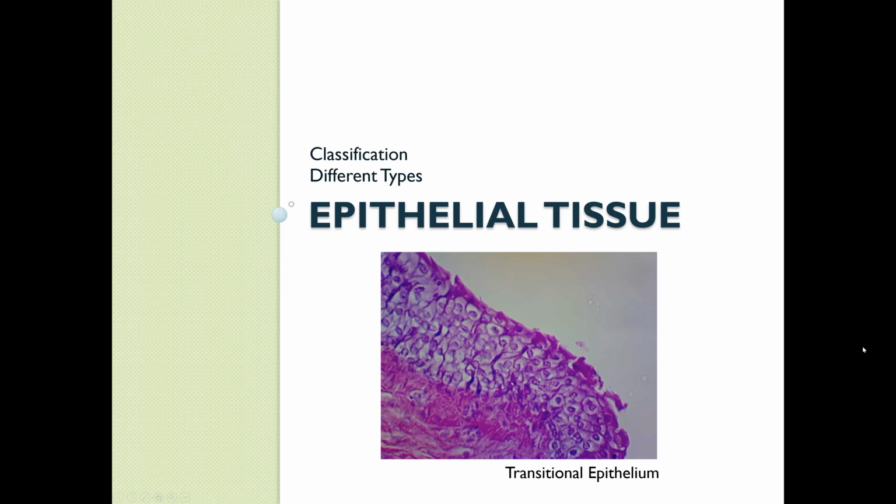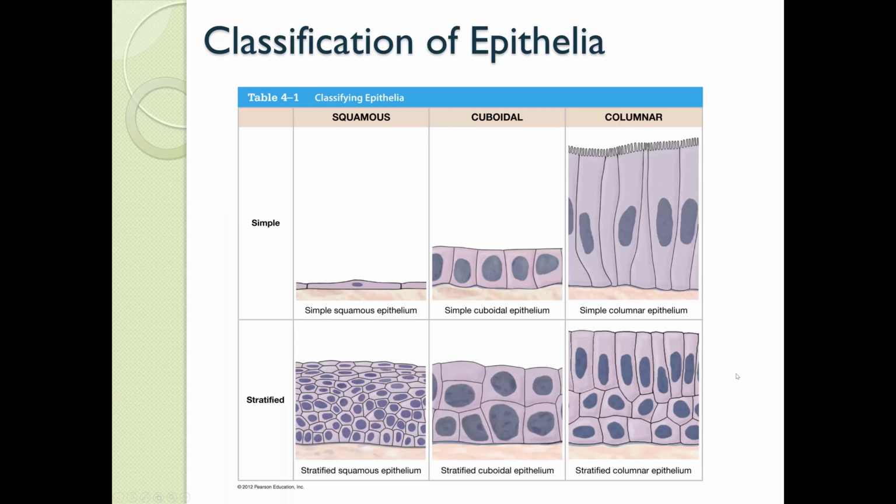In this section, we're going to talk about the classification and the different types of epithelial tissue, and in this image, we are looking at transitional epithelium. So epithelia can be classified in several ways, but the two primary things you are looking at is cell shape and the number of layers. So we have 3 cell shapes, squamous, cuboidal, and columnar, and we have 2 types of layers. So a simple layer is a single layer of cells atop the basement membrane. Stratified is multiple layers of cells atop the basement membrane.